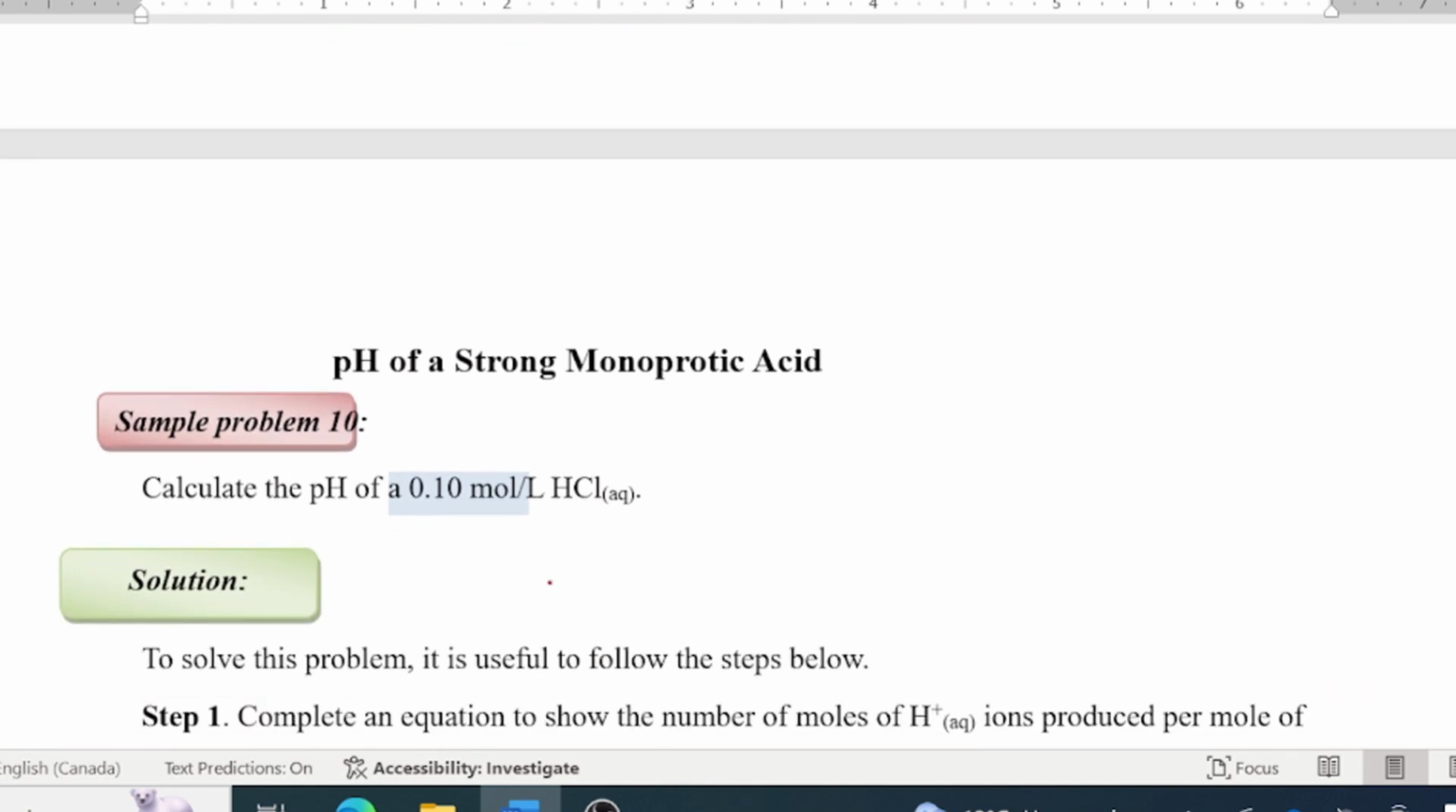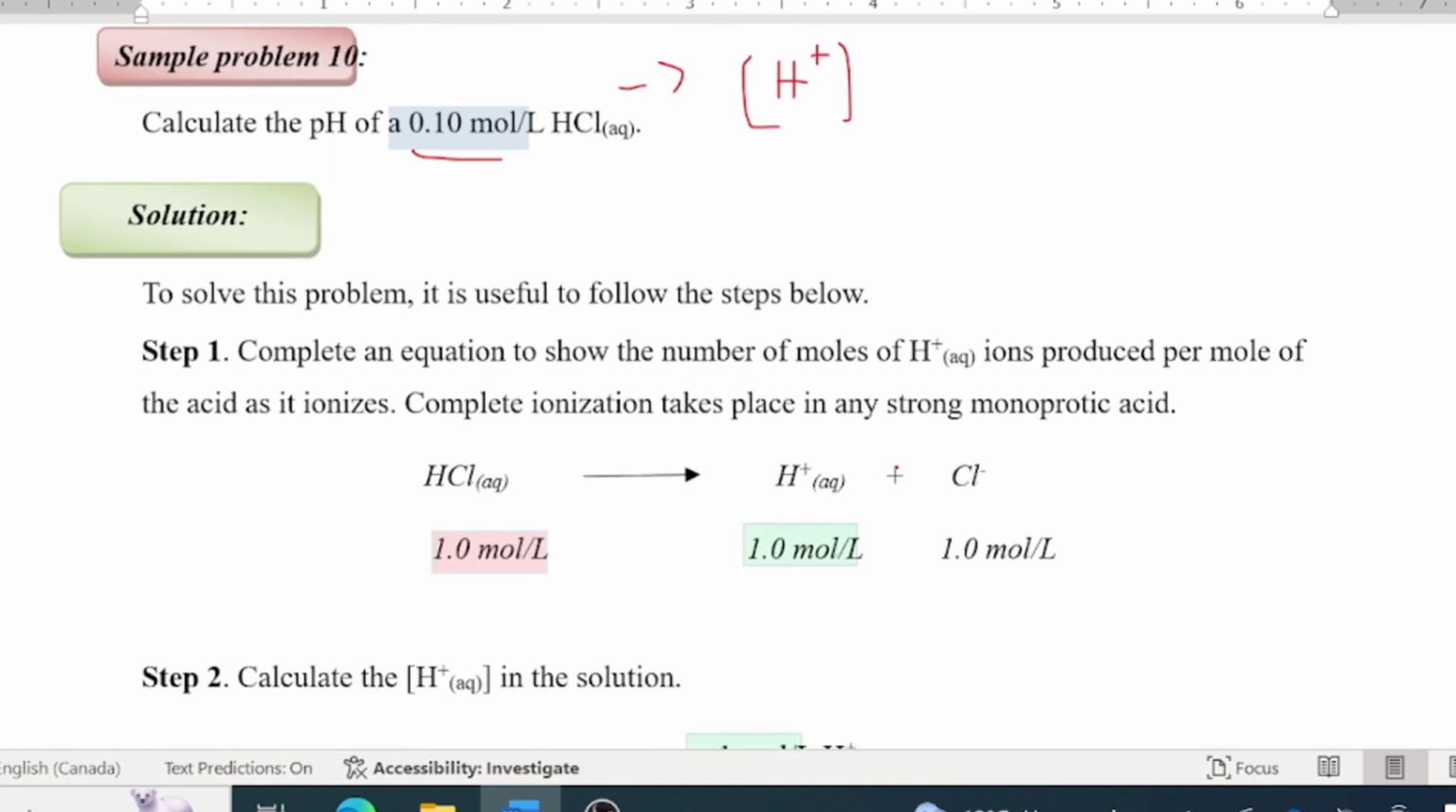So if someone asks you to find what is the pH of 0.1 mole per liter HCl, I taught you how to do that already. What you will have to do in all of these is find the H plus ion concentration. Knowing that, we just do the negative log of it and you find the pH. We'll ionize our HCl to show the mole ratio of the parent molecule to the hydrogen ion concentration. So 1 mole per liter gives you 1 mole per liter, right?